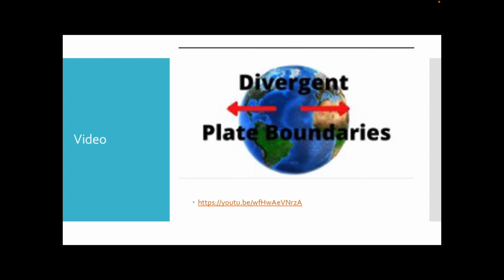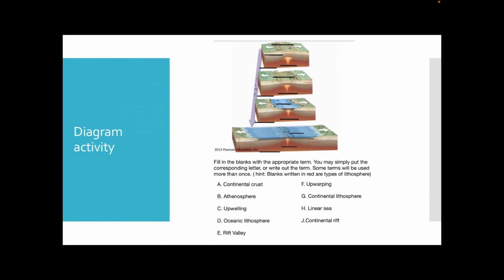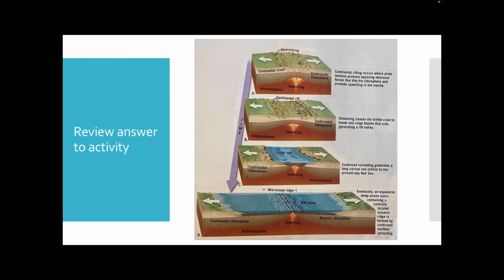All right, so next we are going to do a diagram activity with our partner. You and your partner are going to fill in the blanks on the worksheet that you have at your desk. Fill in all these little blanks with the words you believe fit from the diagram that we just went over 2 slides ago. Some of them are going to be repeated, such as upwelling. That's going to be repeated 4 times, so just watch out for that. After you finish going over this diagram with your partner, we're going to review the answers. You can go ahead and correct your mistakes.